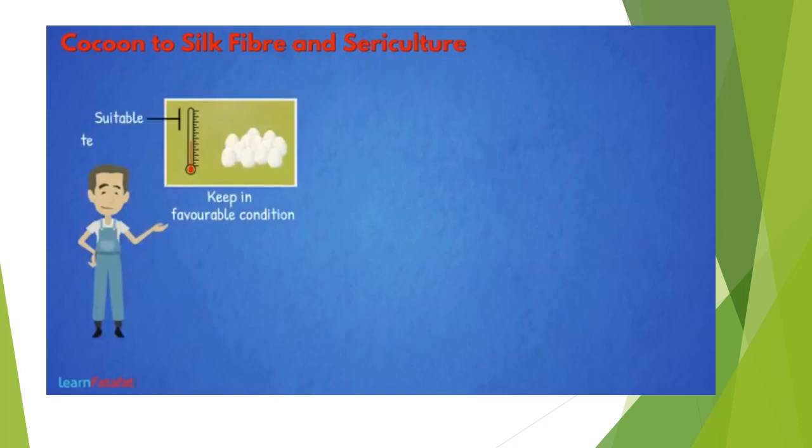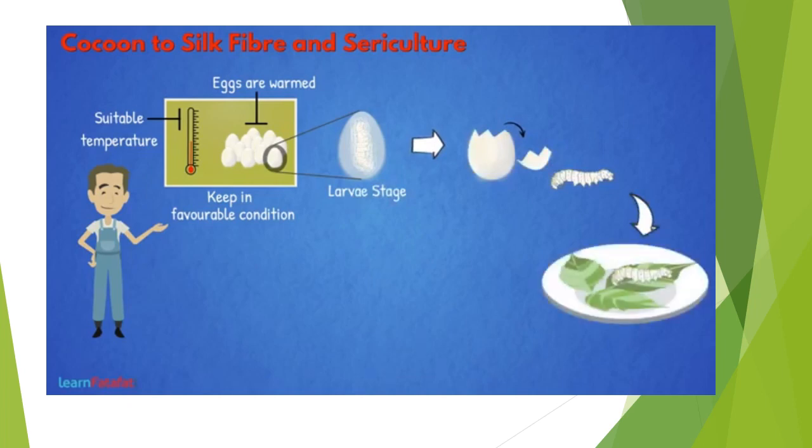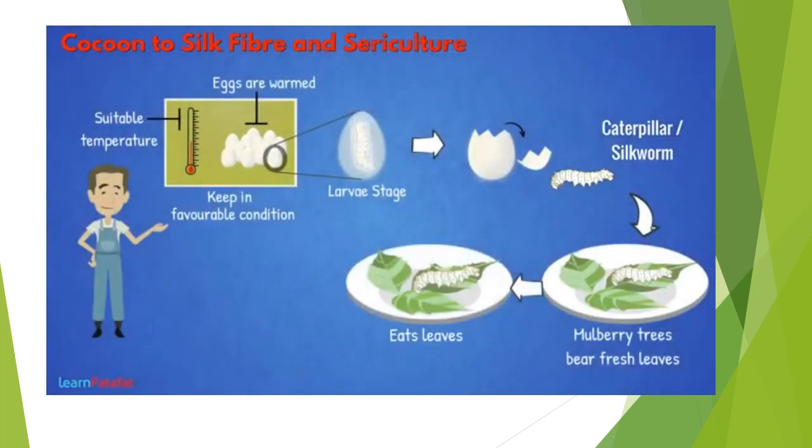Under suitable temperature, the eggs are warmed so that the young organism called larva breaks the shell and comes out of the egg. Normally, this is done at the time when mulberry trees bear fresh leaves. The young organism that comes out is called caterpillar or silkworm. It eats the leaves of the mulberry plant and grows in size.